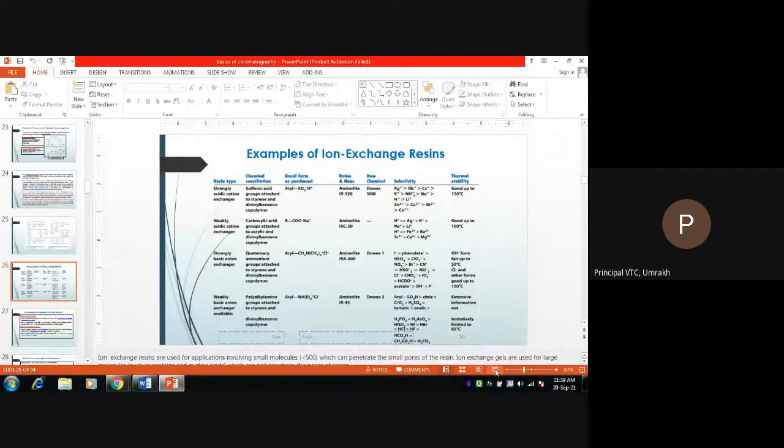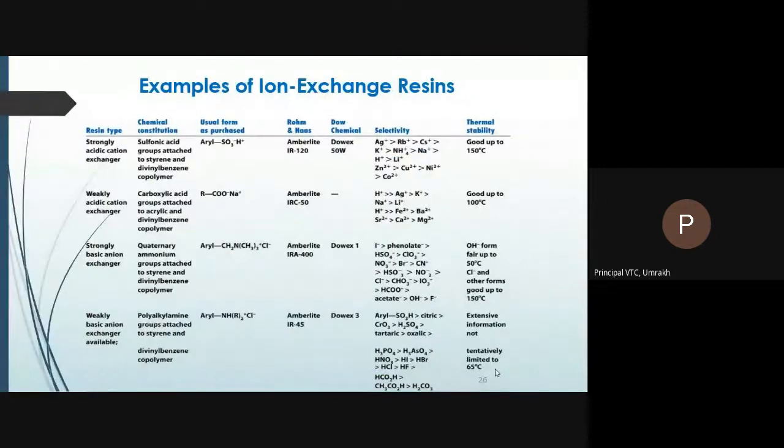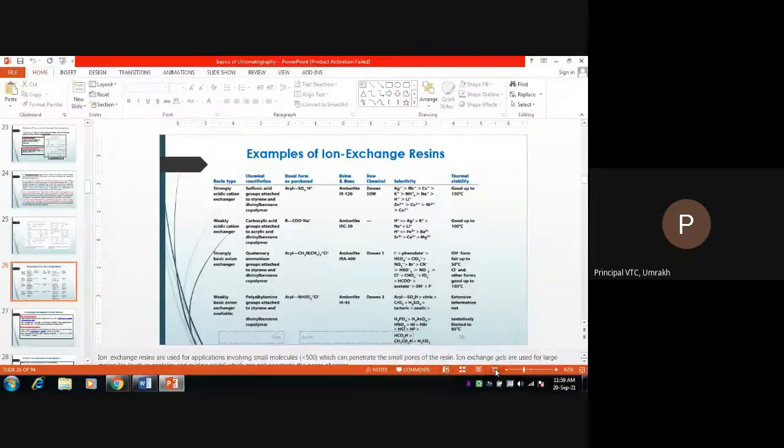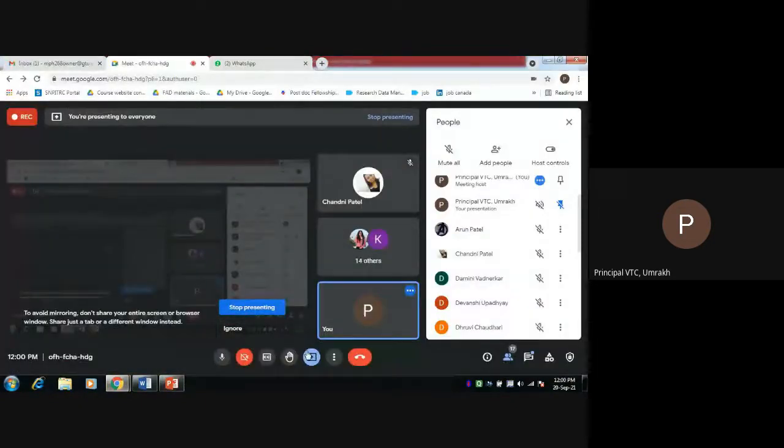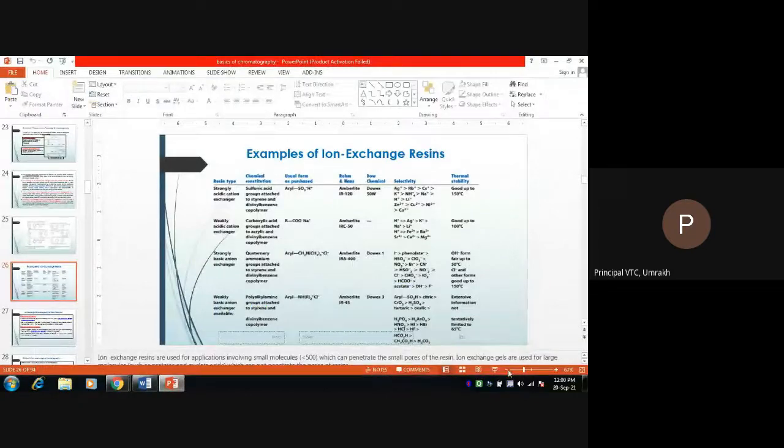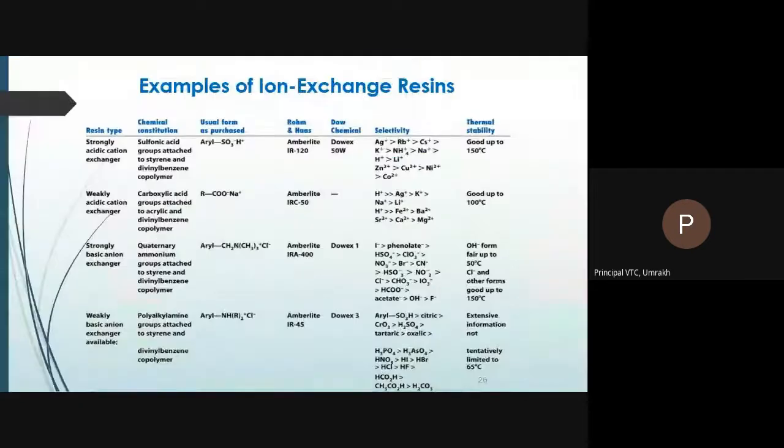Cation exchange resins have functional groups like SO3 minus and COO minus, and anion exchange resins have quaternary and tertiary amine groups. Okay, so that is about ion exchange resins.